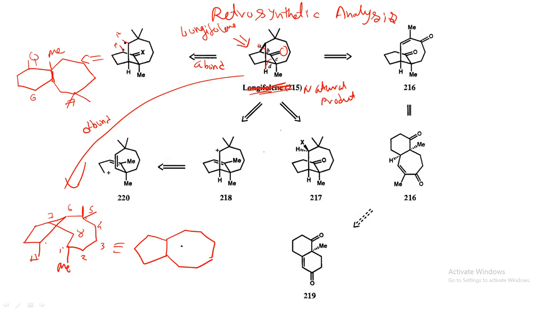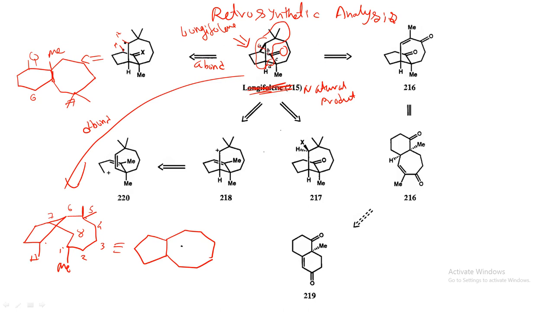The next bonds are B or C. You can see if we disconnect B or C, the main complexity of the molecule, this part, would remain intact, and at first we need to break the complexity and make the simple molecule. So disconnection of B and C, these two bonds, is illogical for this particular target, so they are also eliminated as options. So the disconnection of the A bond is more rational.